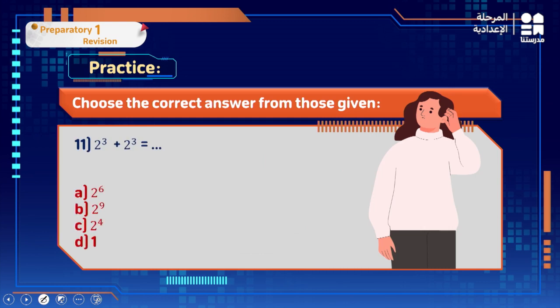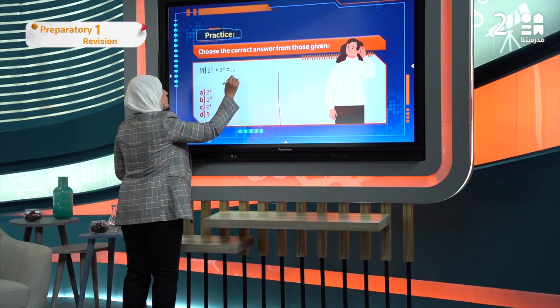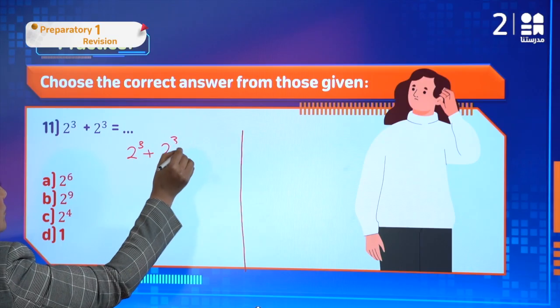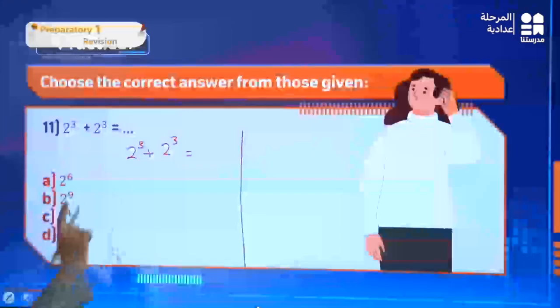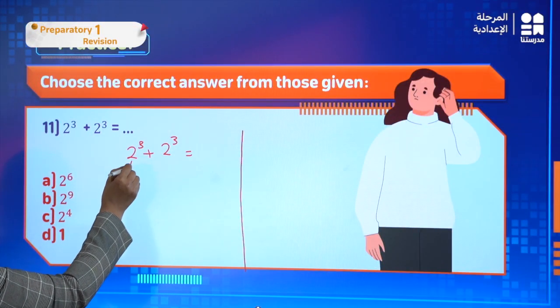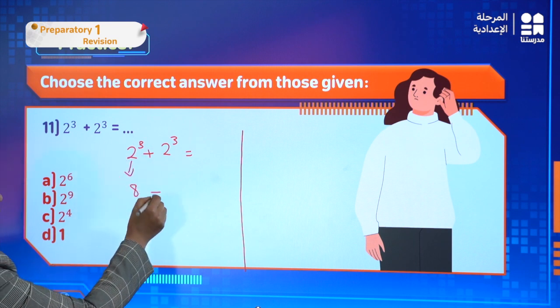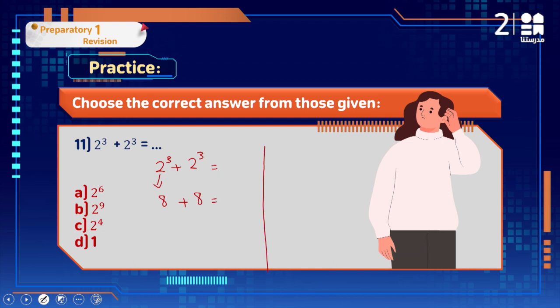Number 11, 2 to the power of 3 plus 2 to the power of 3. I have two ways to solve it. The first one, here take care, here we have addition, not allowed to add the exponent. I can evaluate each one. 2 to the power of 3 means 8, and 2 to the power of 3 means 8, and 8 plus 8 equals 16. 16 is not written in the choices. We have to rewrite this 16 as a power. So 16 is 2 to the power of 4, because 2 times 2 times 2 times 2, 4 times 4 equals 16. This is the first way, so the correct answer is 2 to the power of 4.